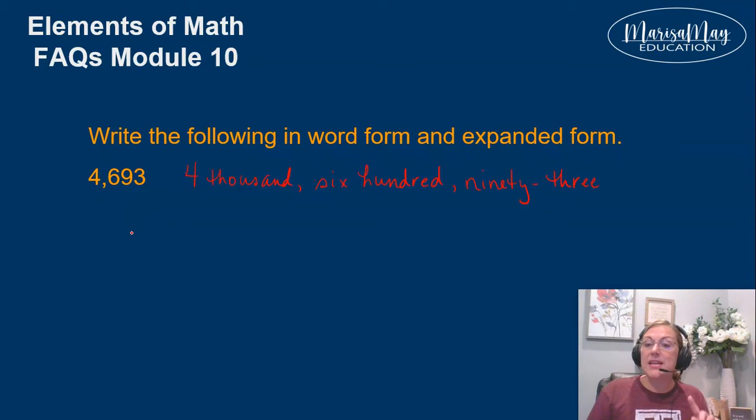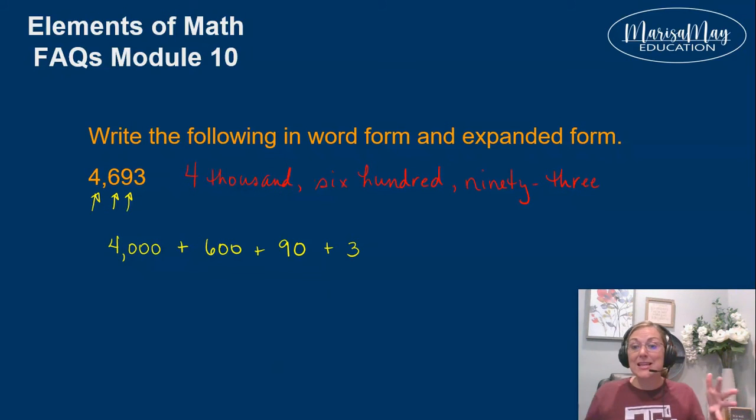Next, let's write the expanded form. In expanded form, we write the digits as their place value. So this is for thousands. Plus, this is 600s. So we write it as 600. This is 90 or 9 tens. And then, of course, we have the 3 ones. This is the expanded form.